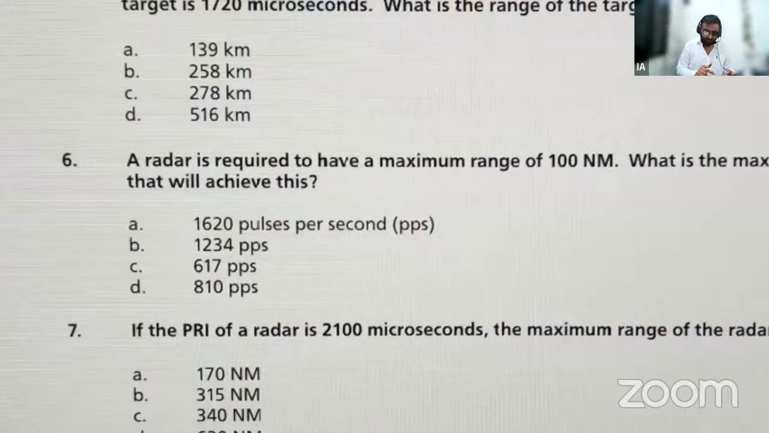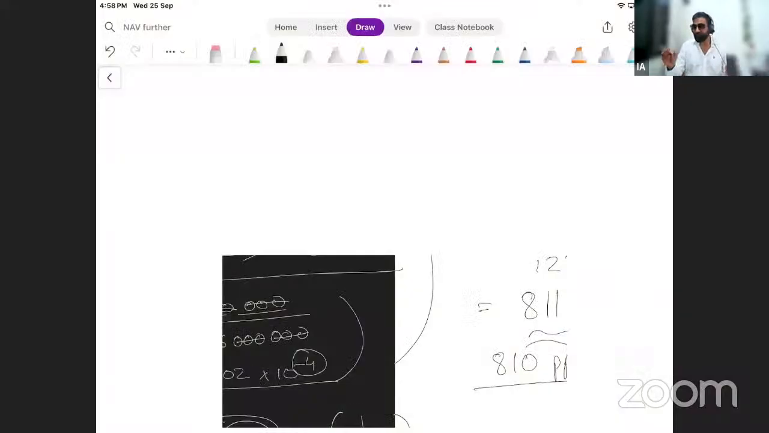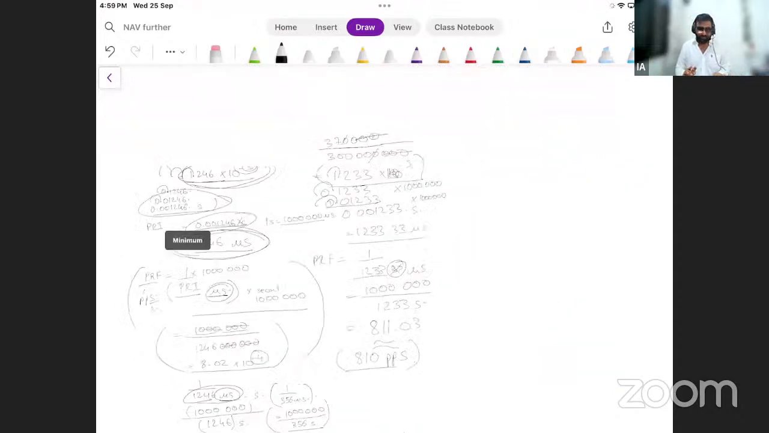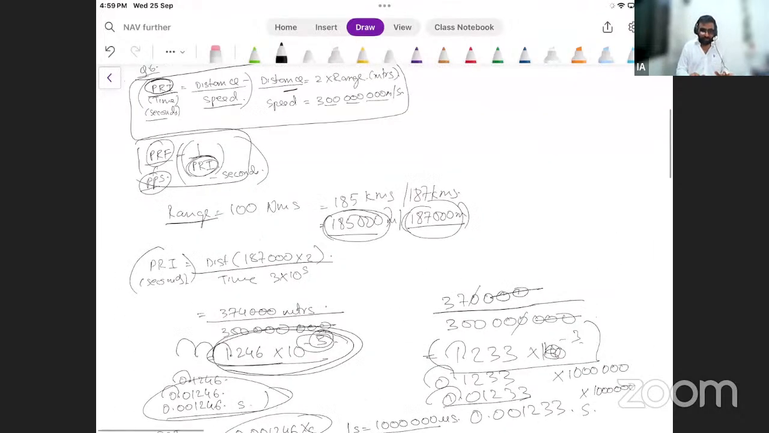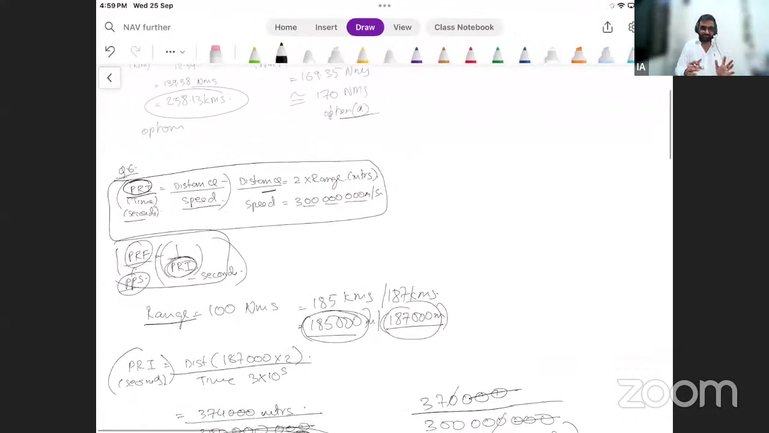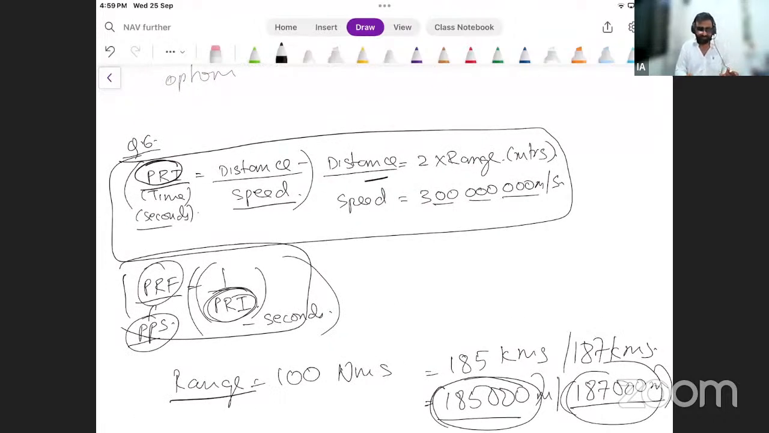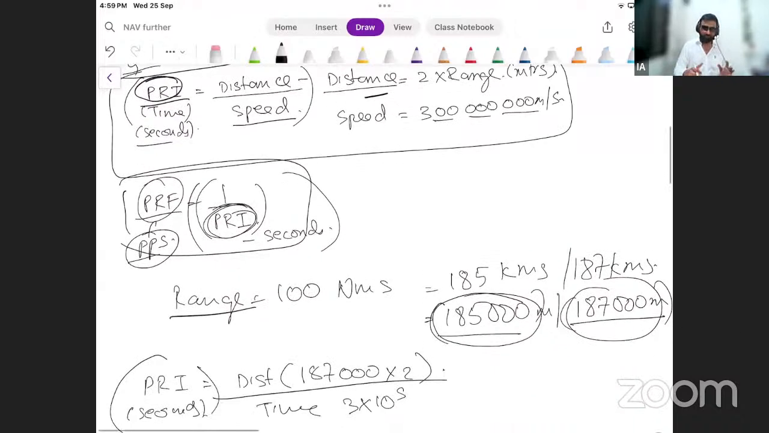So you can use whatever values you are getting in your CX3 for conversions and then your scientific calculator, and you will be getting the closest answers to your options. Once again, I'll walk you through PRI. PRI formula is distance upon speed. Distance is twice the range. And all units in this formula are seconds, meters, and meters per second. Be careful about the units, and you can solve it in your own way also.